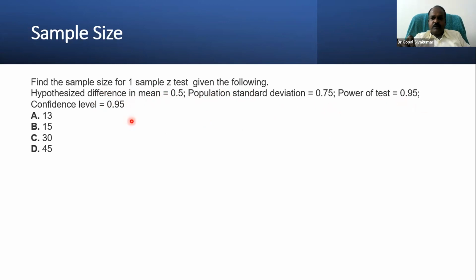In order to justify the difference in the mean of 0.5, what is the sample size that is required so that you can say the mean differs by a small margin of 0.5? You wanted to validate that. You require a power of test and confidence level of 95%. And you also know that population standard deviation is 0.75, because population standard deviation should be known to conduct the 1 sample Z test. Now you need to figure out the sample size to meet this condition.